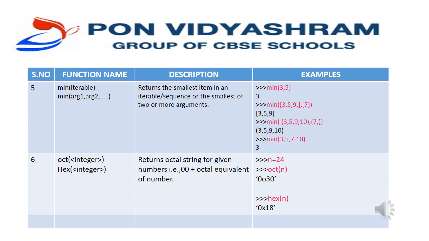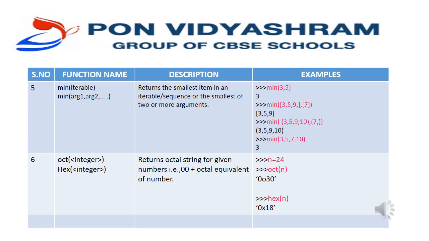Irrespective of the number of elements in the list or tuple, it compares the first element of the first list or tuple with the first element of the second argument. So when 3 is compared with 7, like our previous example, 3 is the smallest number, so that tuple will be returned as the output. And in the next one, we have passed only one argument, min of 3, 5, 7, 10, which has a minimum value of 3. That will be returned as the output.